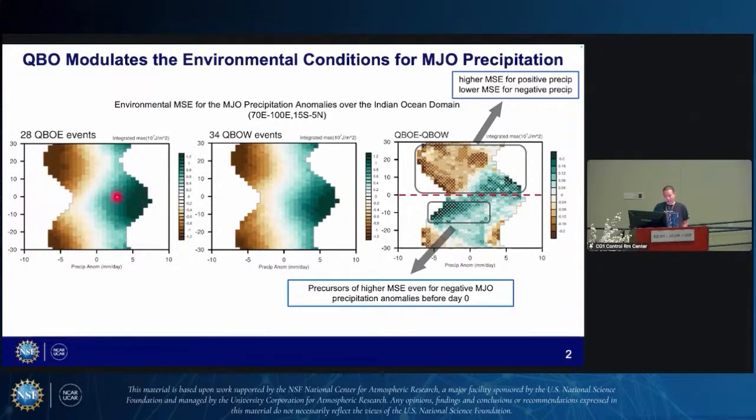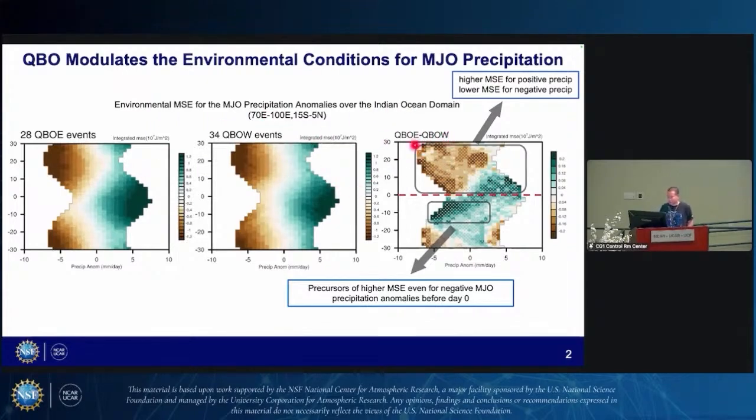And so if you look at the colorful shading here, it tells you, at a specified MJO precipitation anomaly and at a certain day of the MJO life cycle, what the environmental MSE anomaly will be like. And you can do that composite for the 28 MJO events in the QBO easterly phase and 34 MJO events in the QBO westerly phase. And you take a difference between these two diagrams, QBO easterly minus QBO westerly, and you will find some interesting features here.